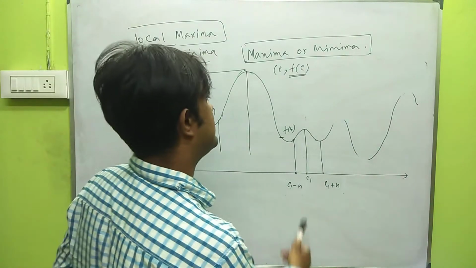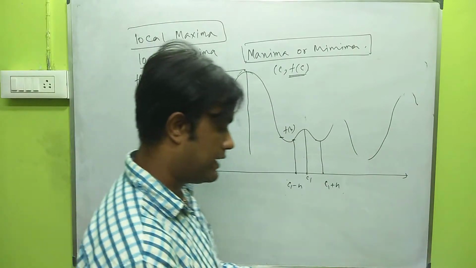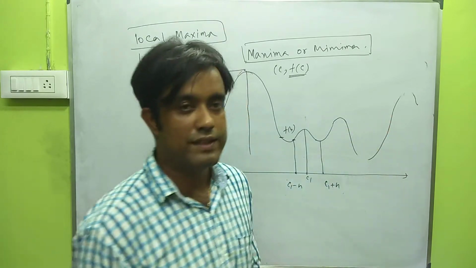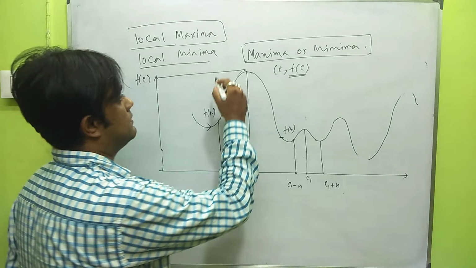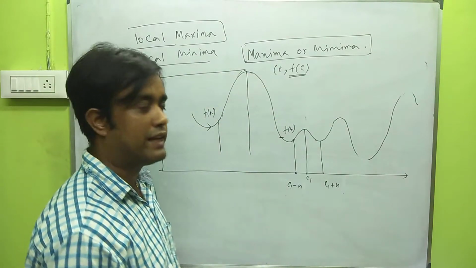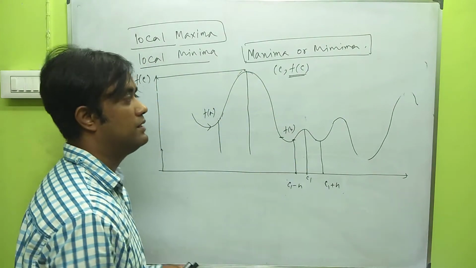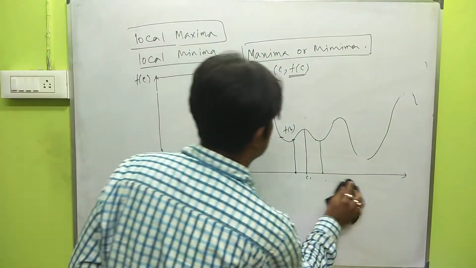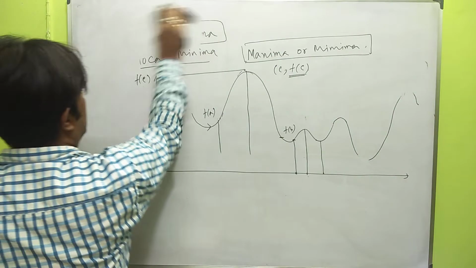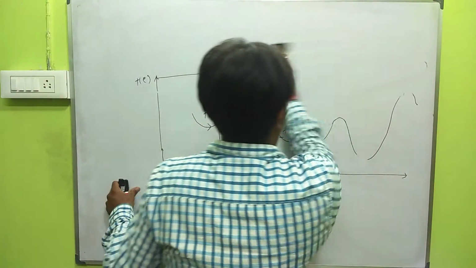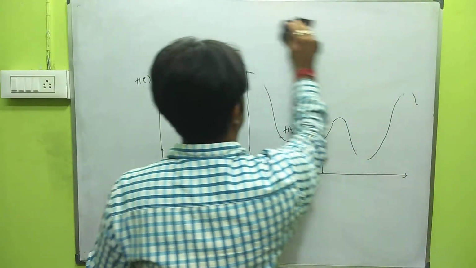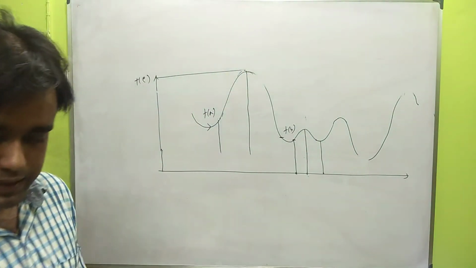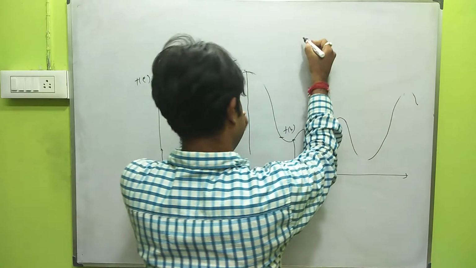So it is very clear that for a curve or a function in some given region, the function may have different local maxima or different local minima. So now we are going to discuss absolute maxima. Absolute maxima.